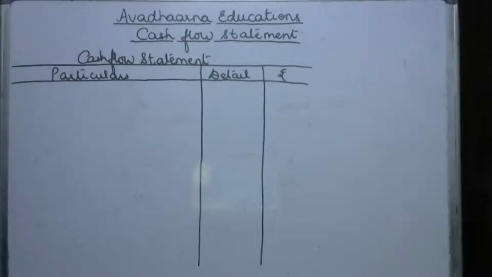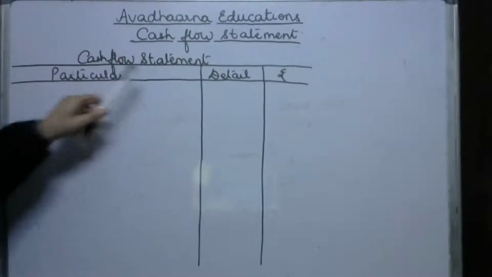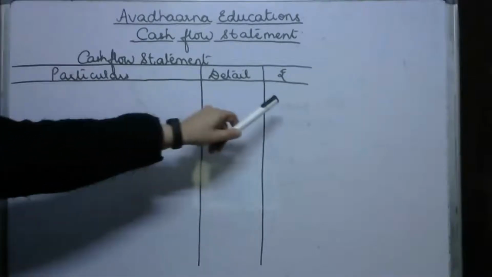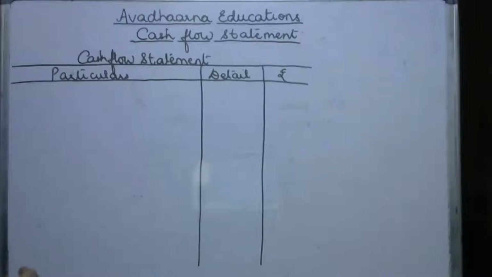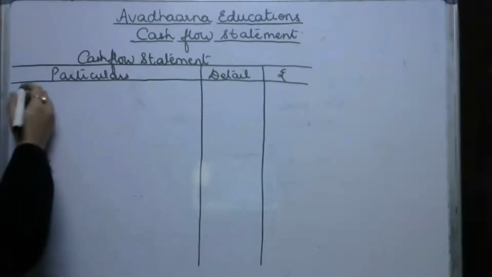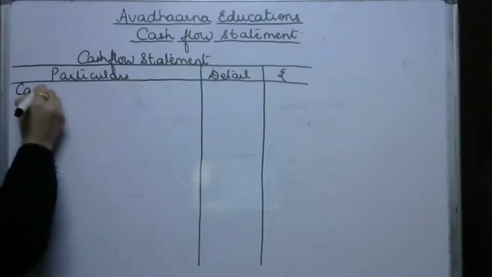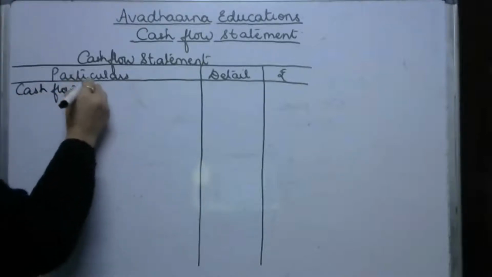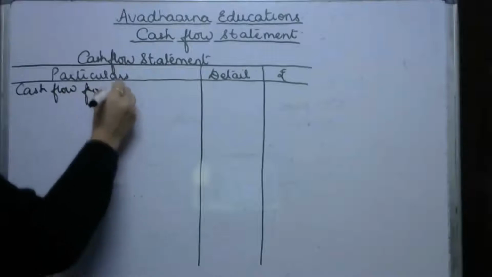Now this is the format of your cash flow statement as per AS3 revised. The first column is of particulars, second detail, and the last one is amount in rupees. Now we'll be learning how to calculate cash flow statement or cash flow from financing activity.